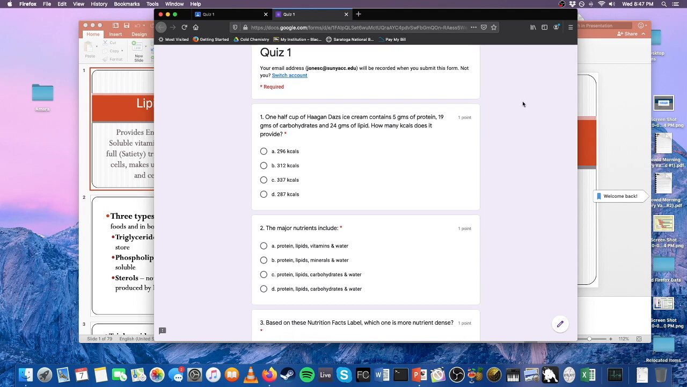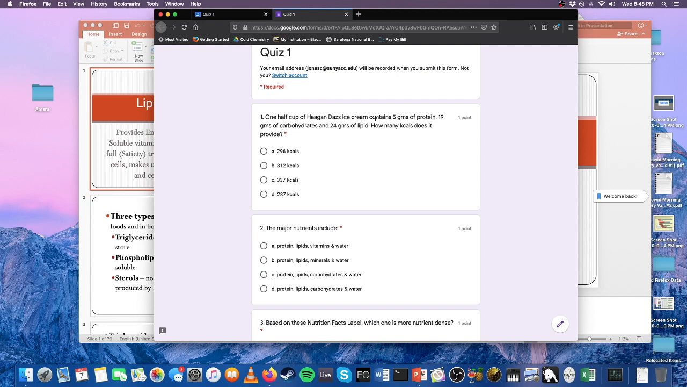Question 1. This is a question about calculating the number of calories in a food. 1/2 cup of Haagen-Dazs ice cream contains 5 grams of protein, 19 grams of carbohydrates, and 24 grams of lipid. How many kilocalories does it provide? So you figure this one out by multiplying the number of grams of the individual macronutrients by the number of calories that are possessed by each gram, and then adding those numbers together. So we have 5 grams of protein. So we know that there are 4 kilocalories per gram of protein. So we take 5 and multiply it by 4.